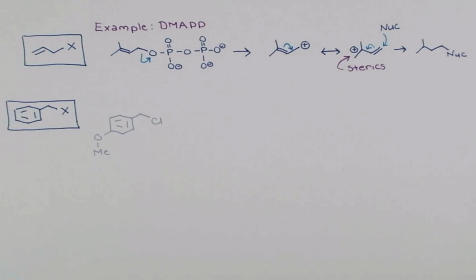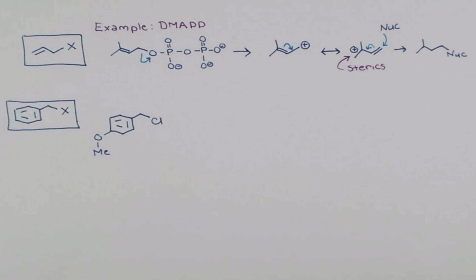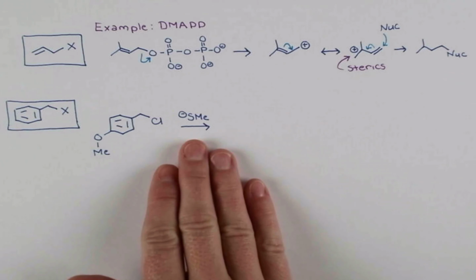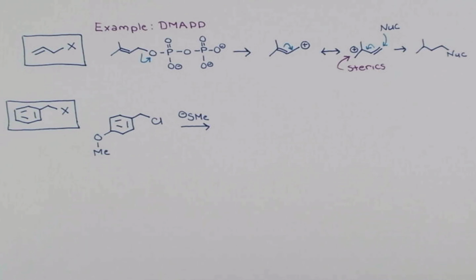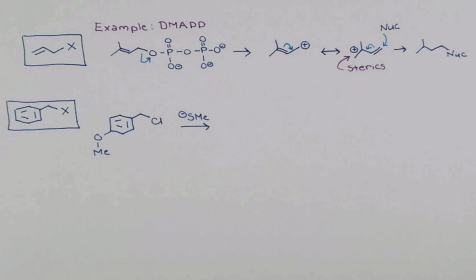Let's look at an example. Here we have a paramethoxy-substituted benzyl chloride. Let's imagine treating this with NaSMe. In our chart, we saw that weak nucleophiles with primary substrates tend to go SN2. But this reaction does not. The methoxy group can donate electrons into the ring, pushing out the leaving group and promoting an SN1 mechanism.